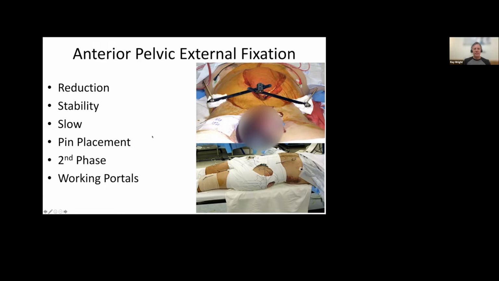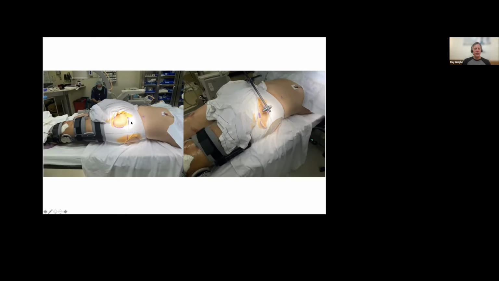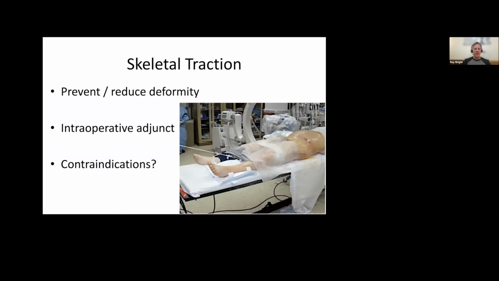But sometimes this can be a second phase if you cut out working portals in your sheet in a resuscitative situation, where you can place these pins and even place iliosacral screws if you cut some working portals into your sheet like we do in this particular patient example.